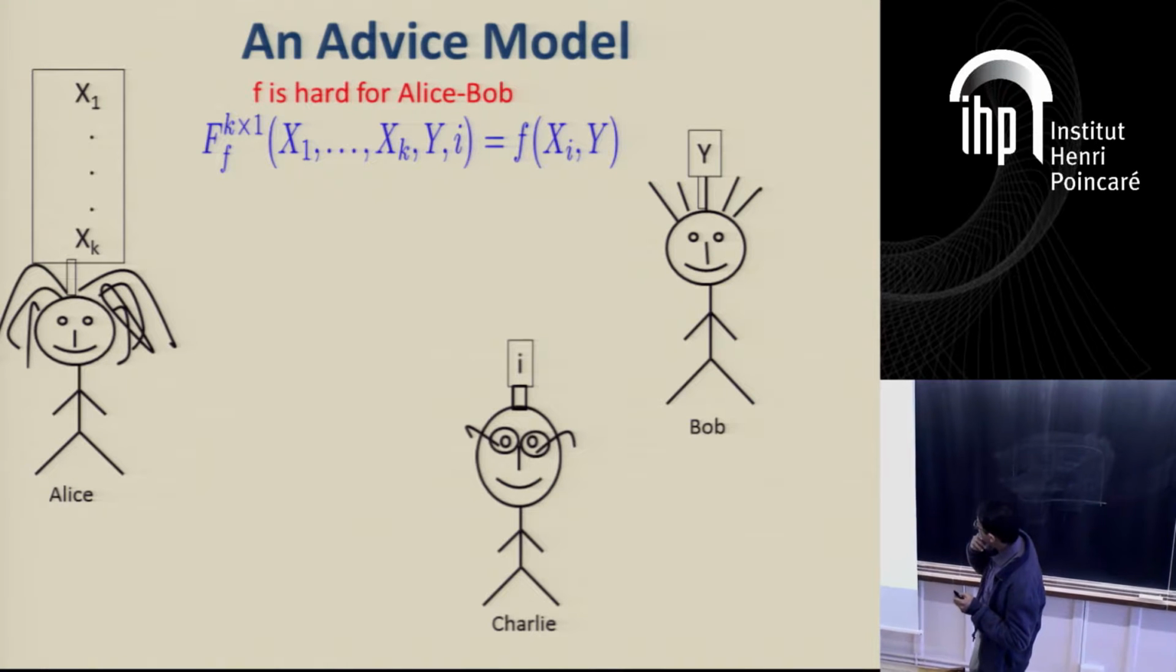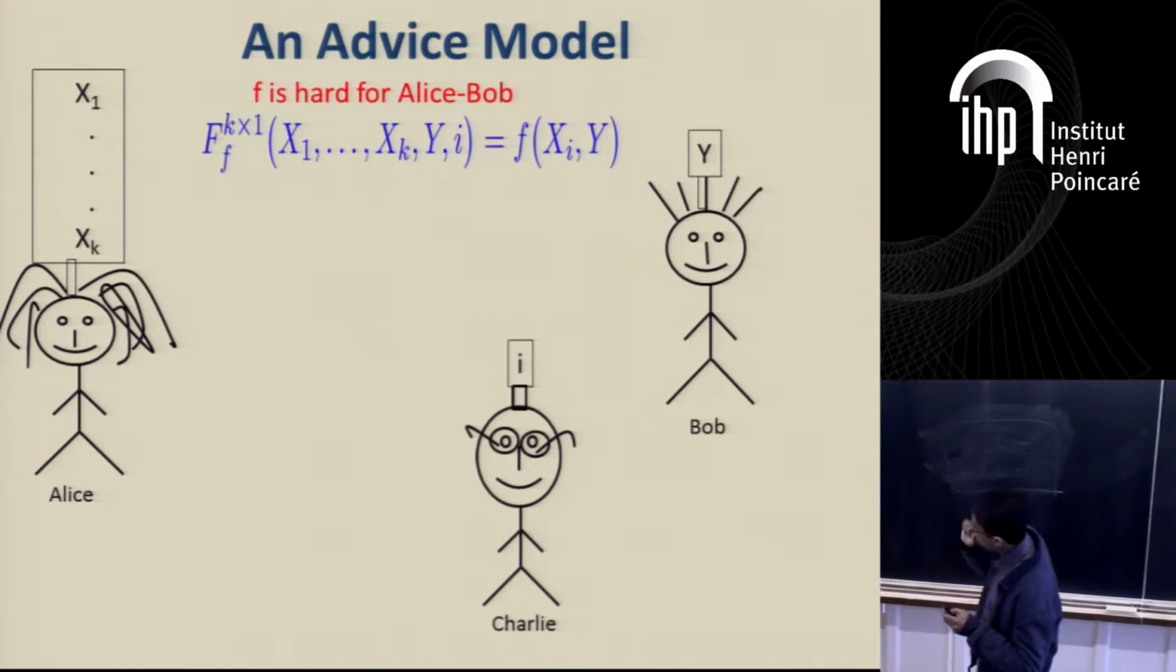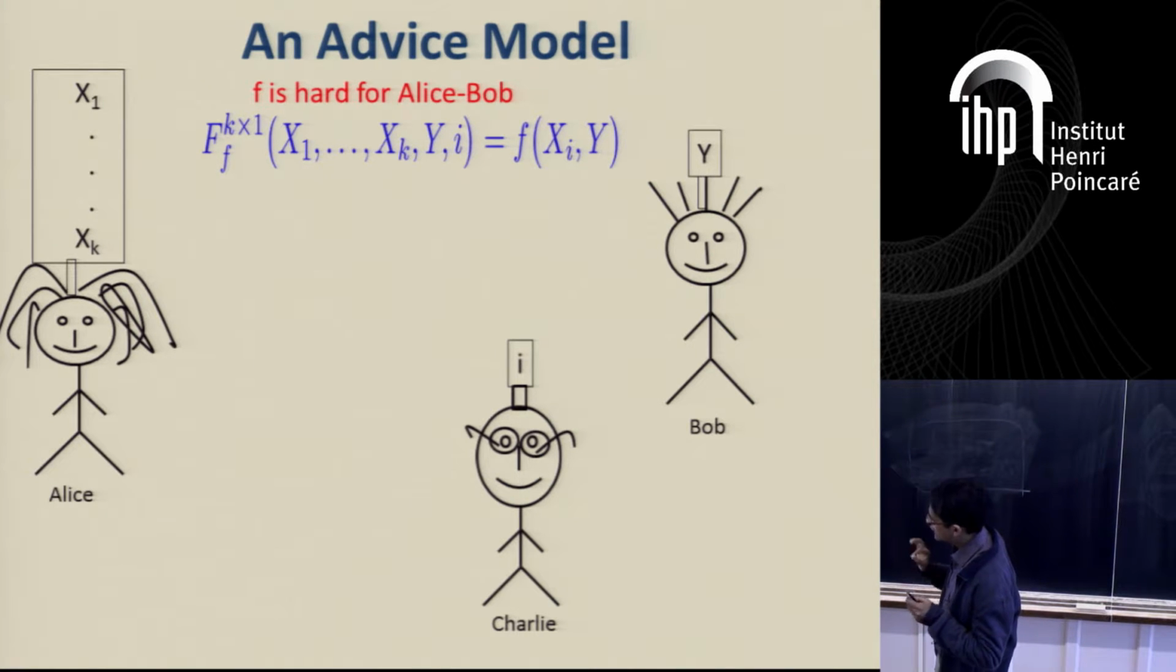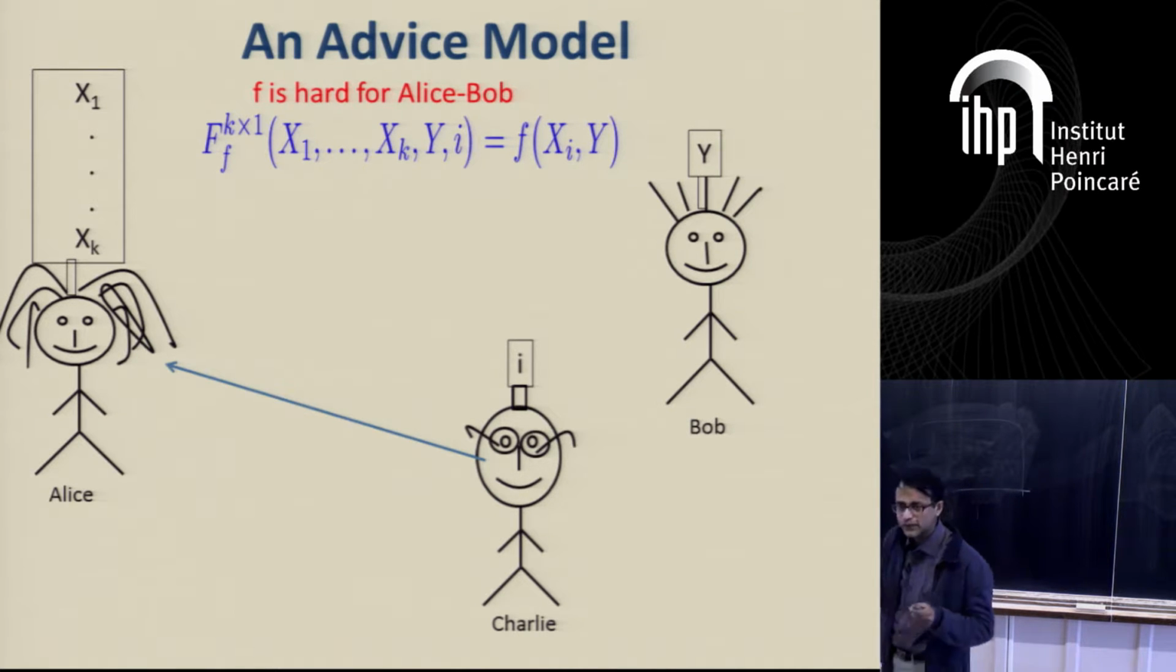Okay, and so Alice and Bob seek Charlie's help in a particular way so that they can solve the problem, because by themselves the problem is very hard. And what is the way Charlie is going to help? Well, Charlie is going to speak just once, right at the beginning of the game. Okay? And what he's going to do, he's going to give an expert advice to Alice.